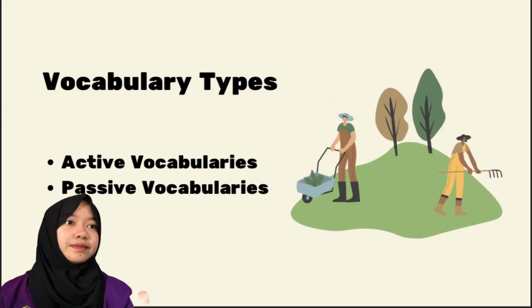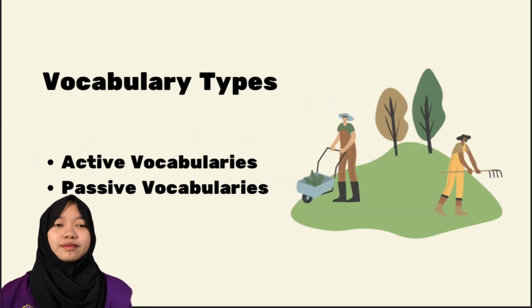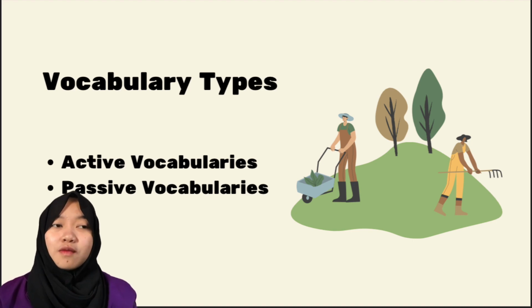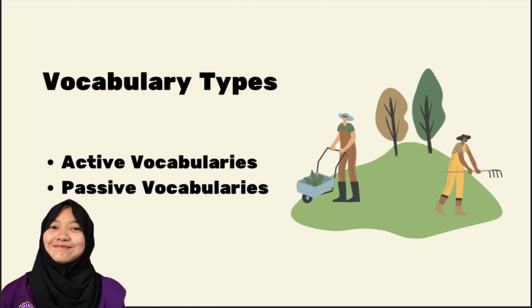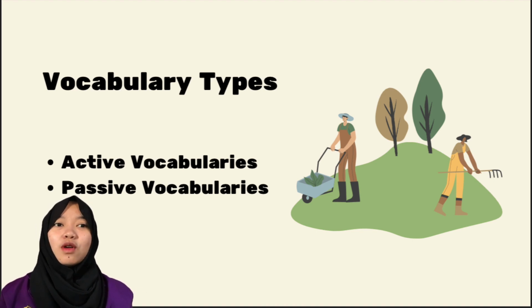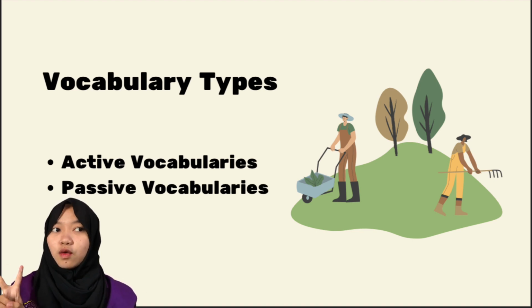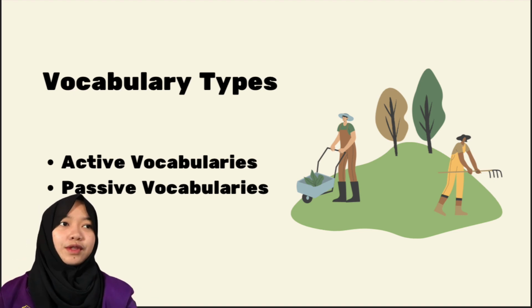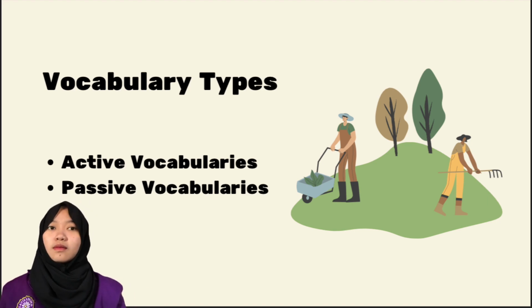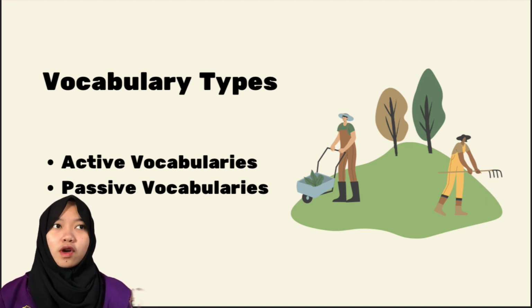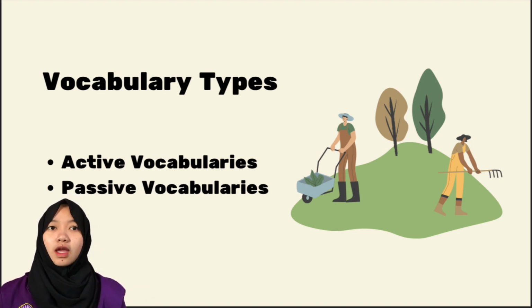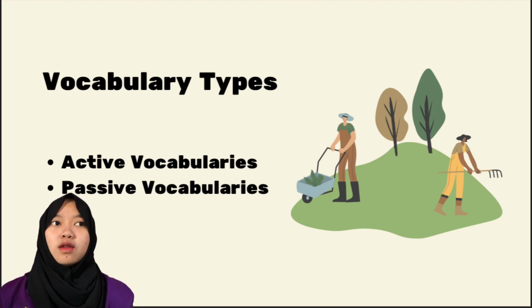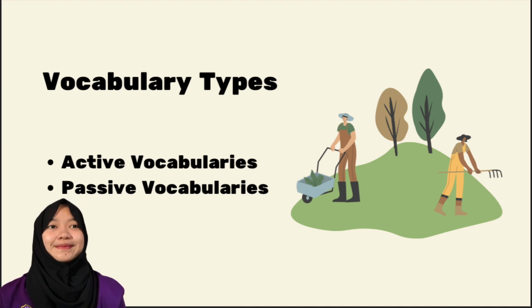Okay, next slide. Vocabulary types. You know what kind of vocab there are, how many? Yes, in general, vocabulary is divided into two categories, namely active vocabulary and passive vocabulary. Active vocabulary is a collection of words that are understood and used when speaking and writing in everyday life. Passive vocabulary are words that we may recognize but are not commonly used in normal communication. Next slide.